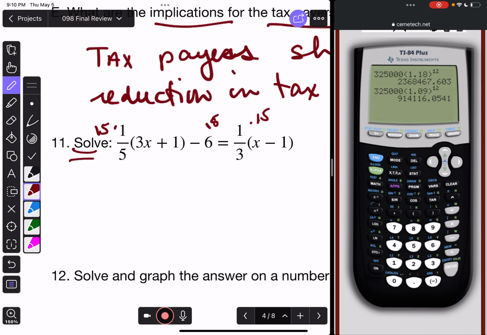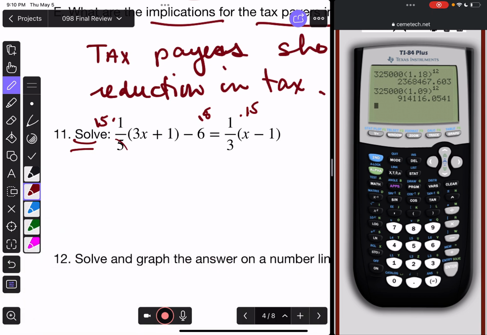So on this first one, the 5's would cancel, giving me just a 3 times 3x plus 1. Here, the -6 times 15, that's -90. Nothing cancels there. There's no denominator. 3 goes into 15 5 times, so it becomes 5 times x minus 1. Pretty easy to solve after that hard work.